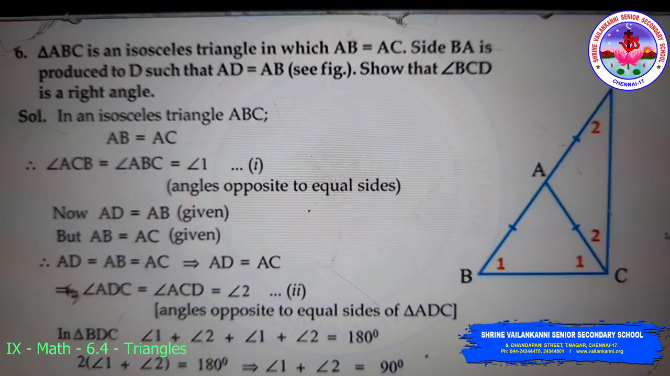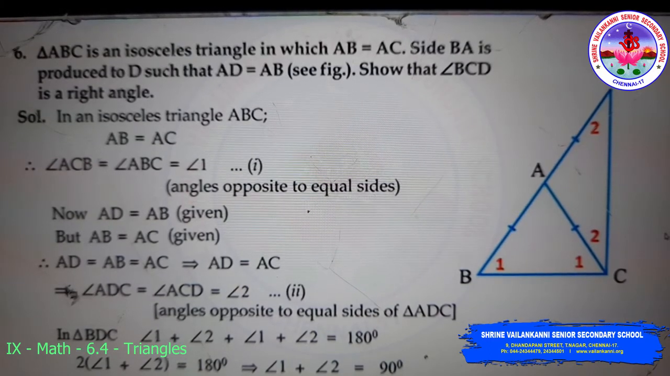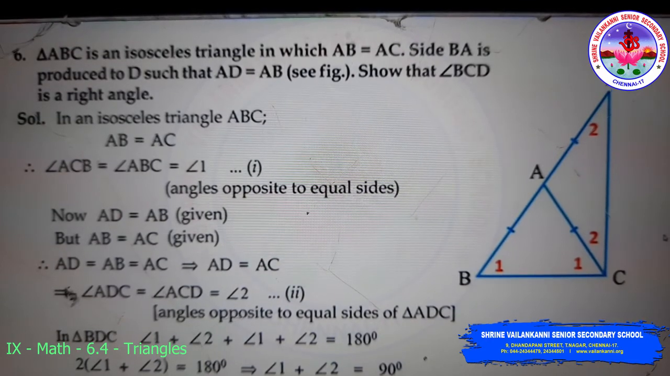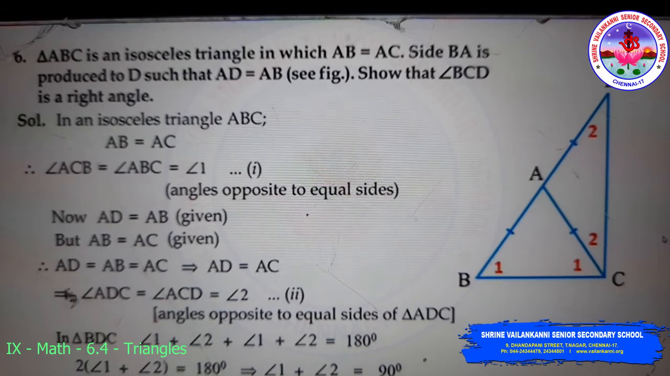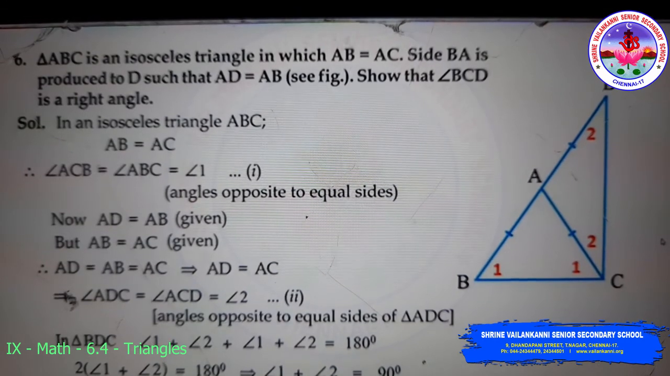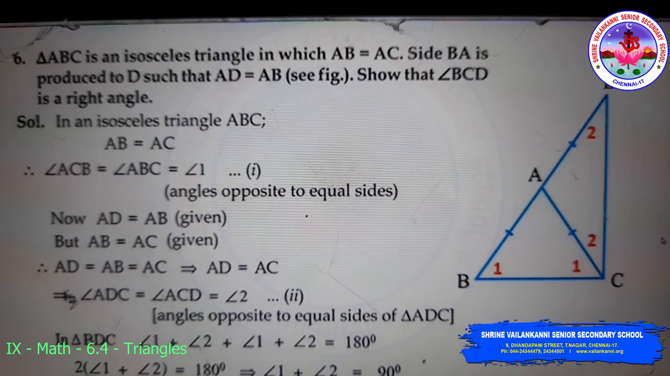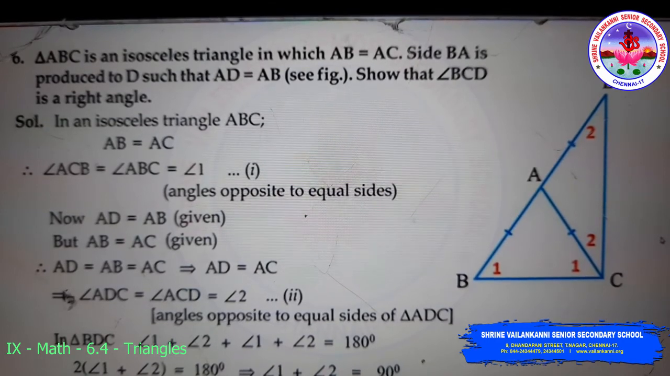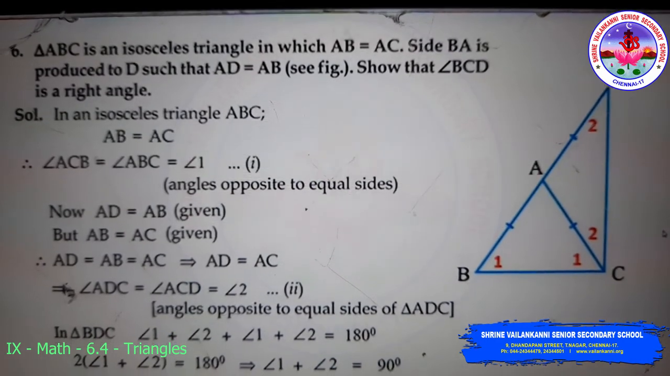Which is again forming an isosceles triangle. So ACD is an isosceles triangle. So again we are marking the angles opposite to equal sides as equal. The opposite angles are ADC and ACD. I am marking those angles as 2. So I will be getting angle ADC is equal to angle ACD, which is equal to 2.